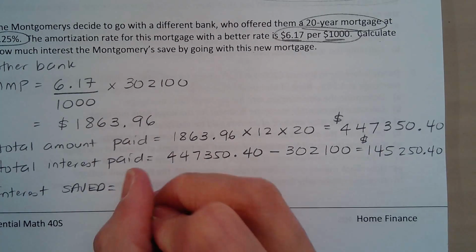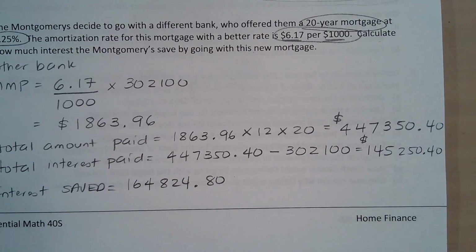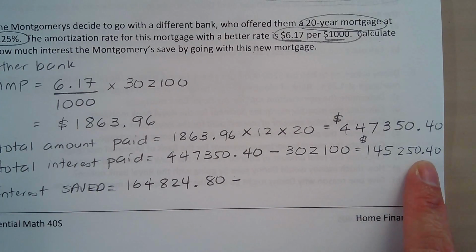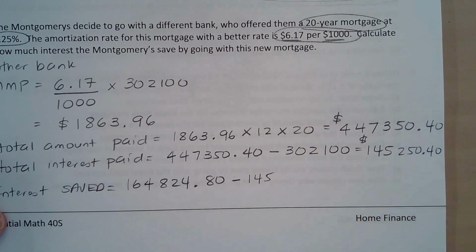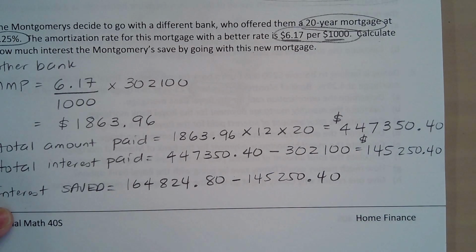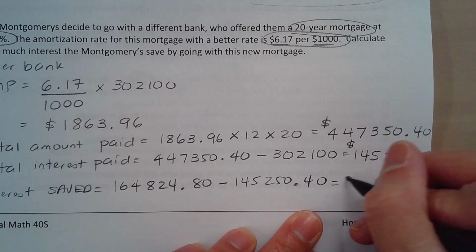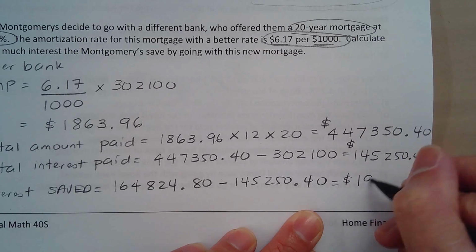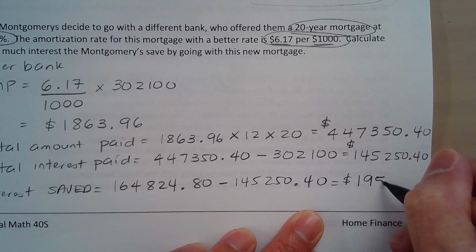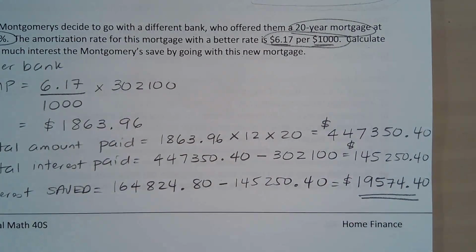Okay. So it used to be $164,824.80 minus the interest from the second bank, $145,250.40. Okay, this is a big chunk of change savings. $19,574.40. Can you see the difference here?